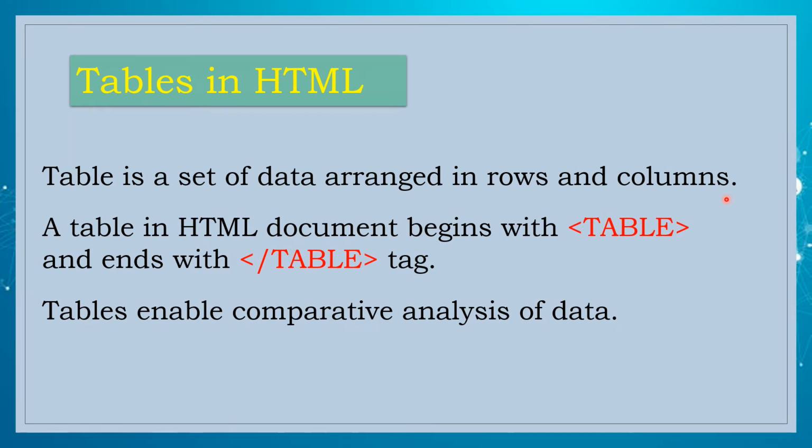Tables in HTML. A table is a set of data arranged in rows and columns. Here you can see the tag for how to start a table and how to end a table. Tables enable comparative analysis of data.